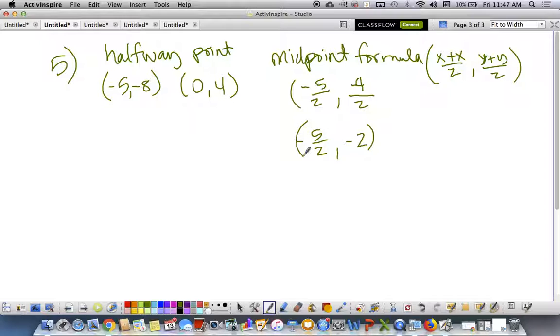We look at it on a coordinate plane. We're back in the third quadrant, -5, -8 to 0, 4. I think that makes sense. So 2.5, if you would rather write it as 2.5. You could have written it like that, 5 halves. Are we good on the midpoint formula?